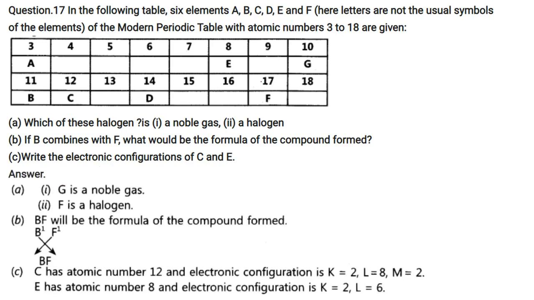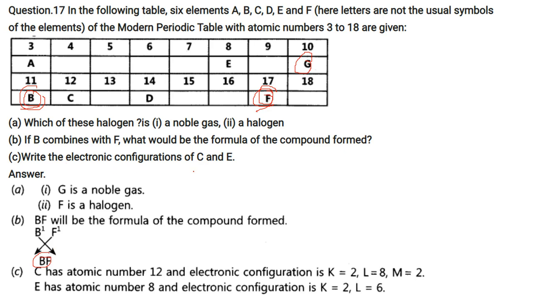First, this G is the noble gas, F is our halogen. Then if B combines with F, what will be the formula? Because F needs 1 electron to complete its octet, B will lose 1 in order to complete its stability. So it will be only BF.